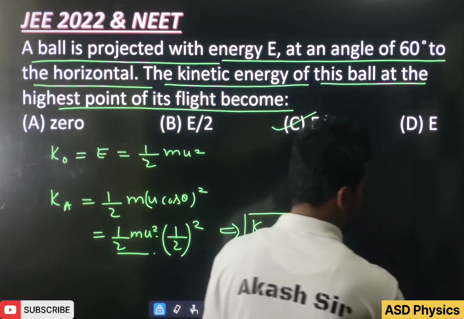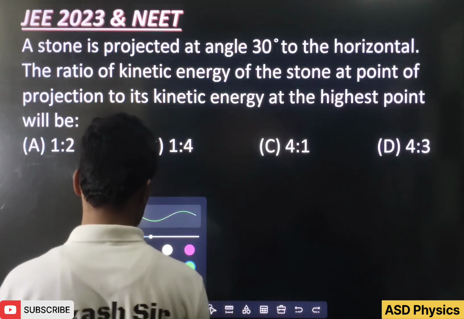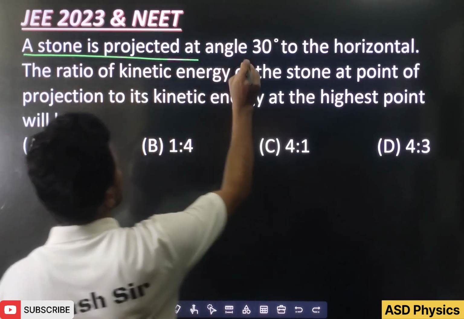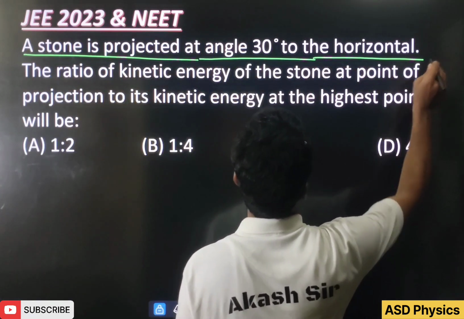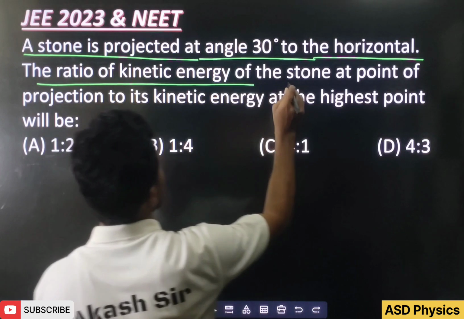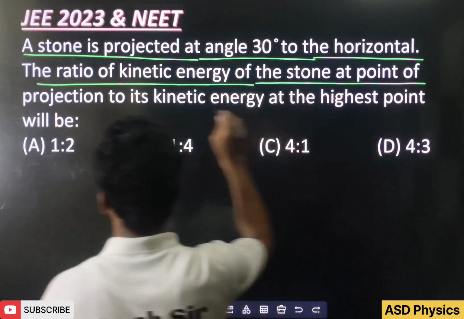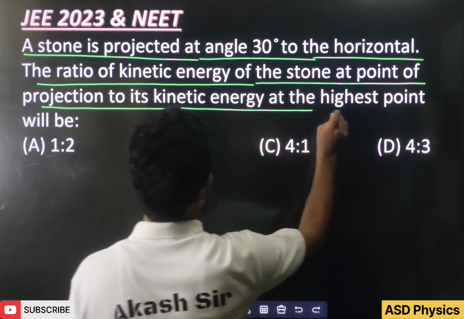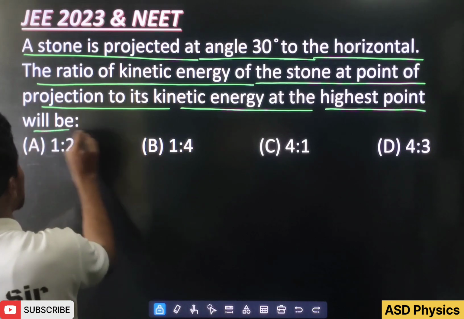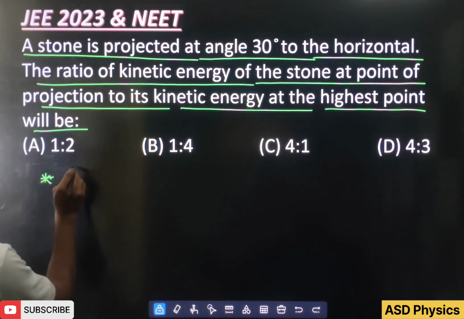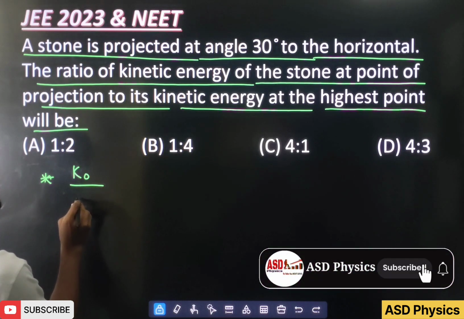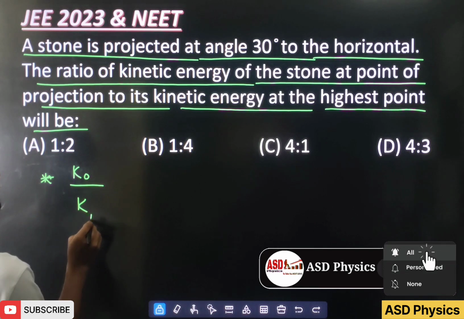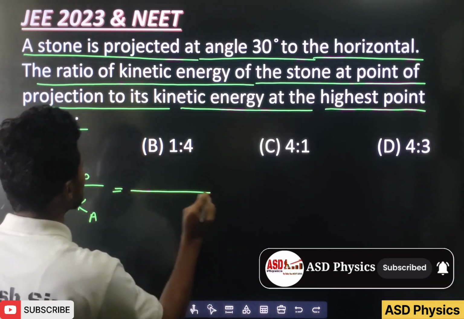Now students, let's see the last question. A stone is projected at an angle of 30 degrees to the horizontal. The ratio of the kinetic energy of the stone at the point of projection to its kinetic energy at the highest point is how much? The projection point is K naught, and the highest point we used to write as KA. What is this ratio?